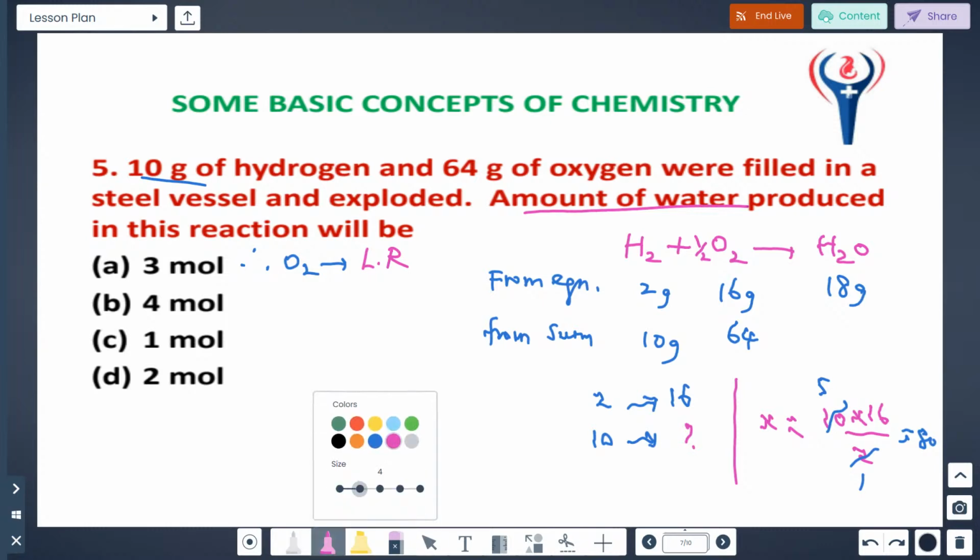Therefore, now you just compare this and this. 16 gram of oxygen produces 18 gram of water, so 64 gram produces how much?